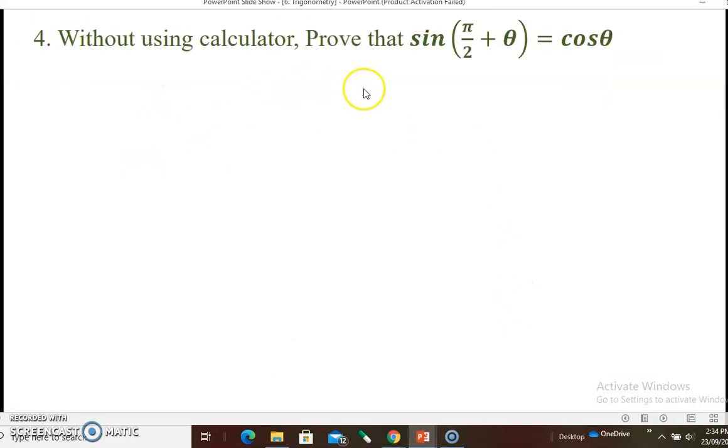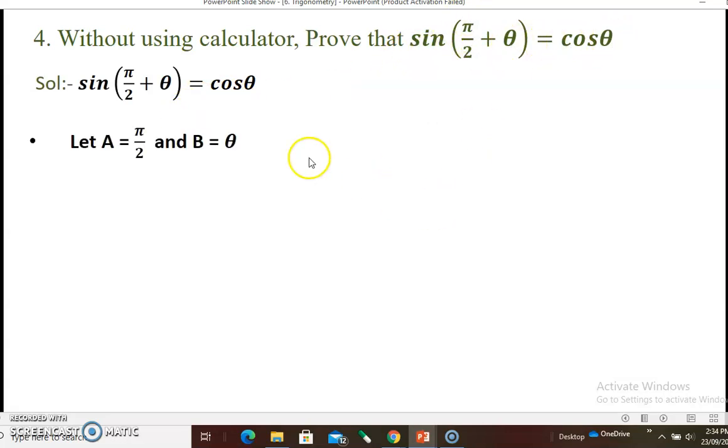Next. Without using a calculator, the question is to prove that sin of 90 plus theta is cos theta. Sin of pi by 2: pi by 2 means 90 degrees. The angle is written in radians form. So now the question is to prove that sin of pi by 2 plus theta equals cos theta. How can we rewrite it? See, let us suppose that this first term pi by 2 is A and the second term, theta, is B.